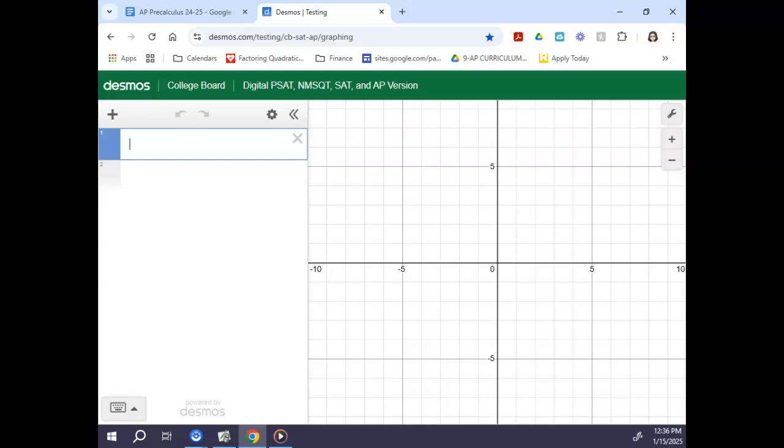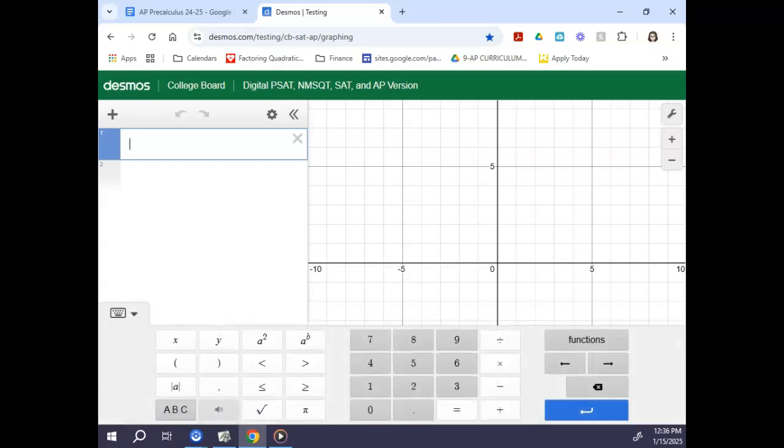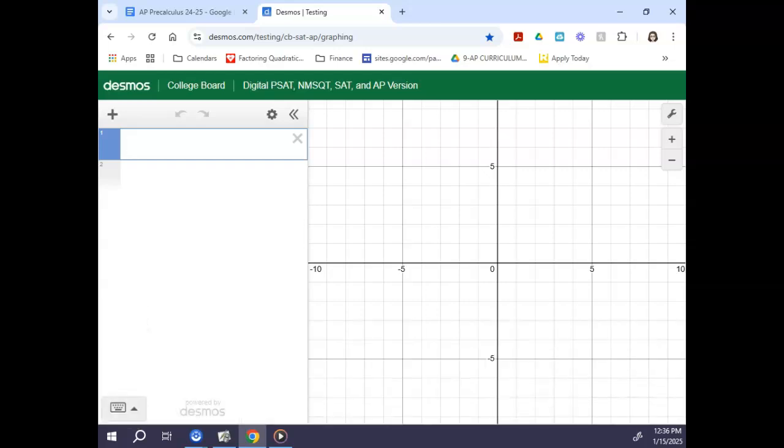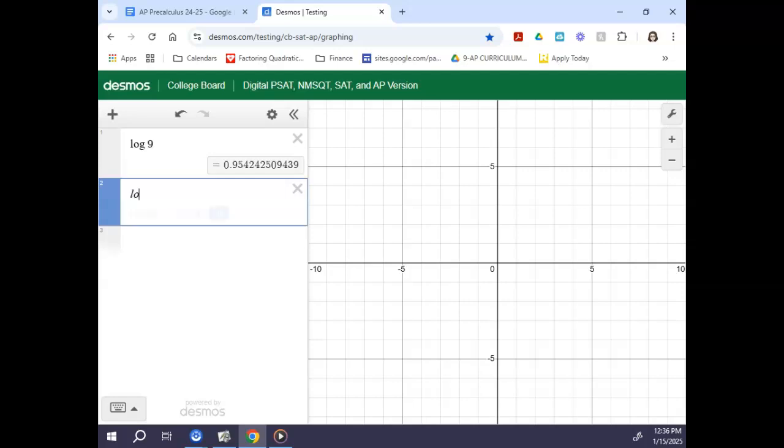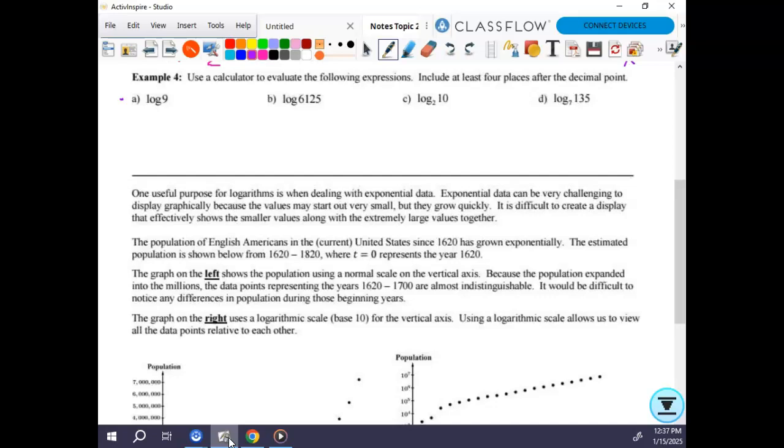All right, so if I want to find the log of 9, yes, we have this menu down here and you can click functions and stuff, but I don't like to do that if I don't have to. So you can literally just type log and then a 9 and it gives it to you. And then log of 6125 and it gives it to you. Okay, so let's just start by writing those two down. So that is 0.09542 and 4. I said 5 and didn't do it.